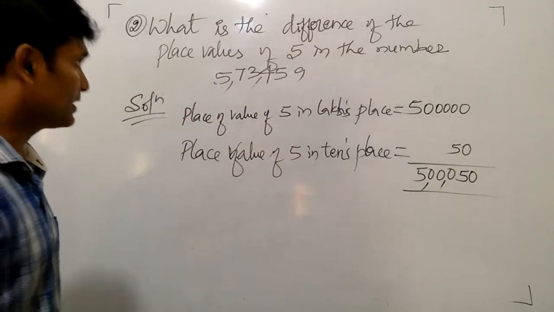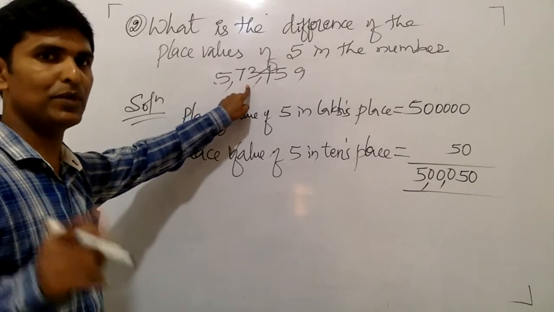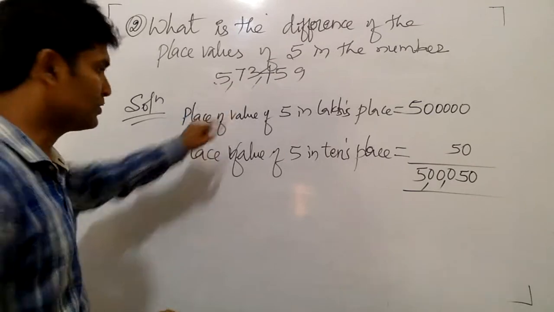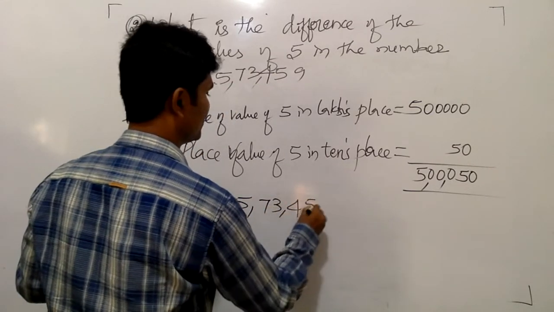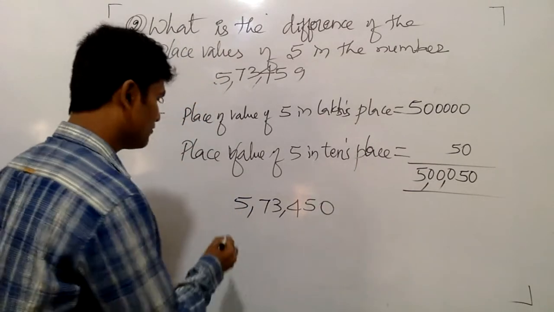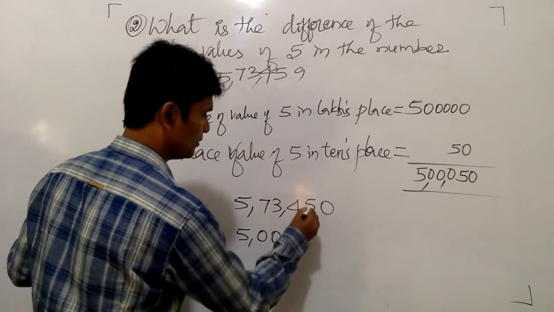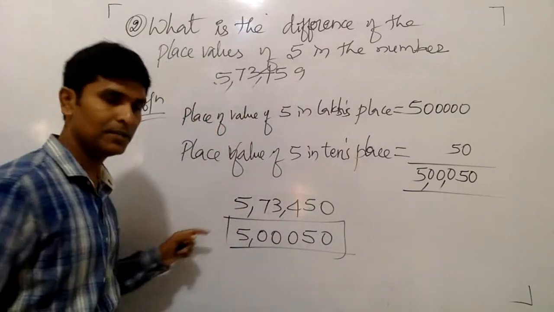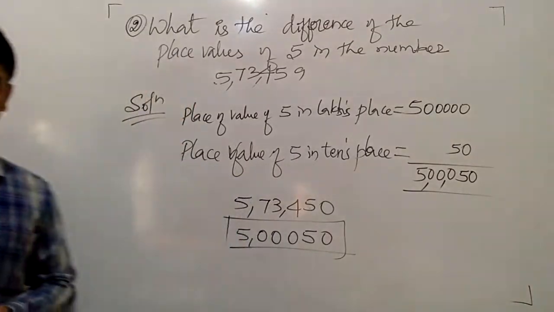5,50,000 is the answer. Otherwise we can do this: when they ask for the sum, one more trick is there. When they ask for the sum of place values of the same digit, see, 5,73,459, what can we do? 5 lakh, this is 0, this is 0, this is 0, this is 5, and this will be the answer. This is also a trick, but in this situation it applies. Thank you. Okay.